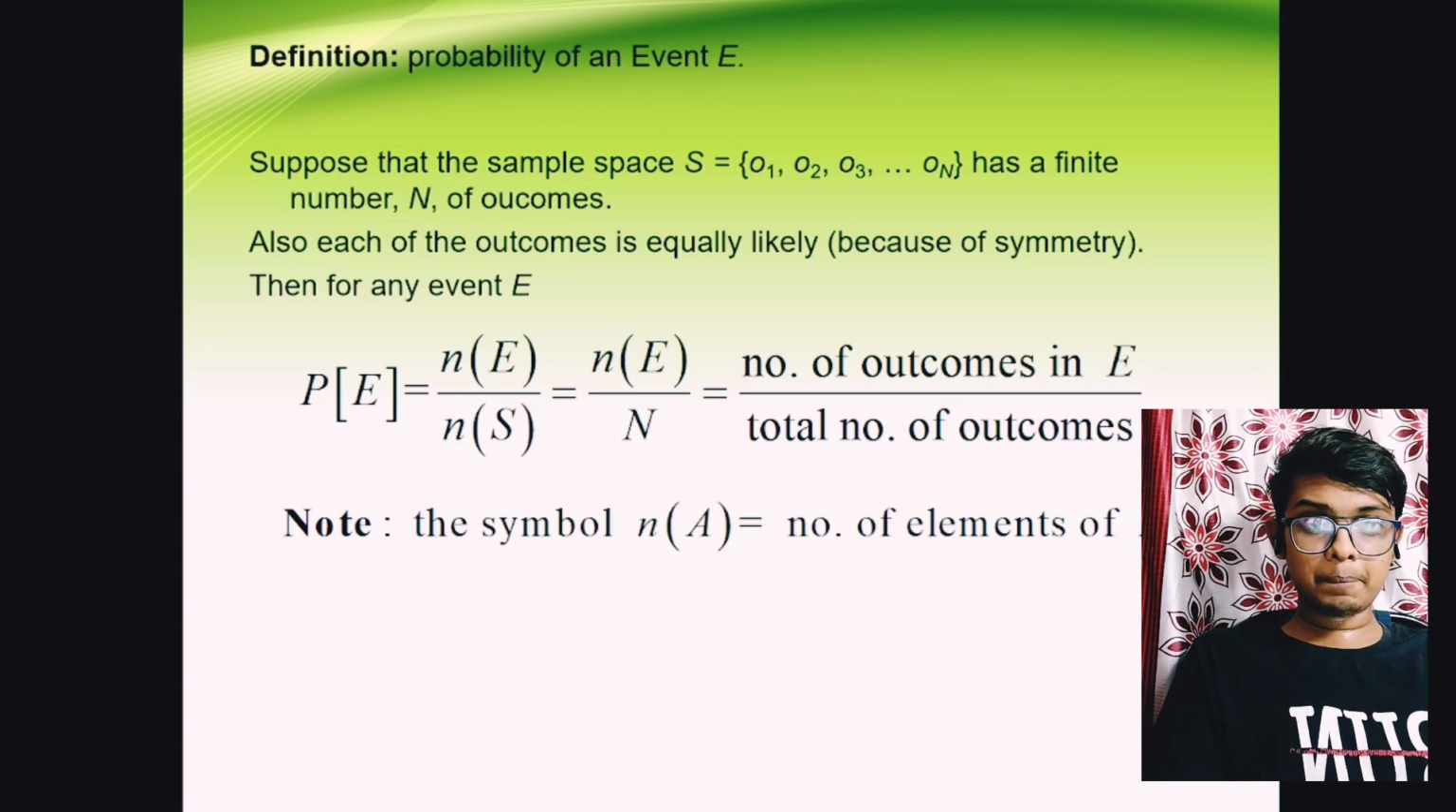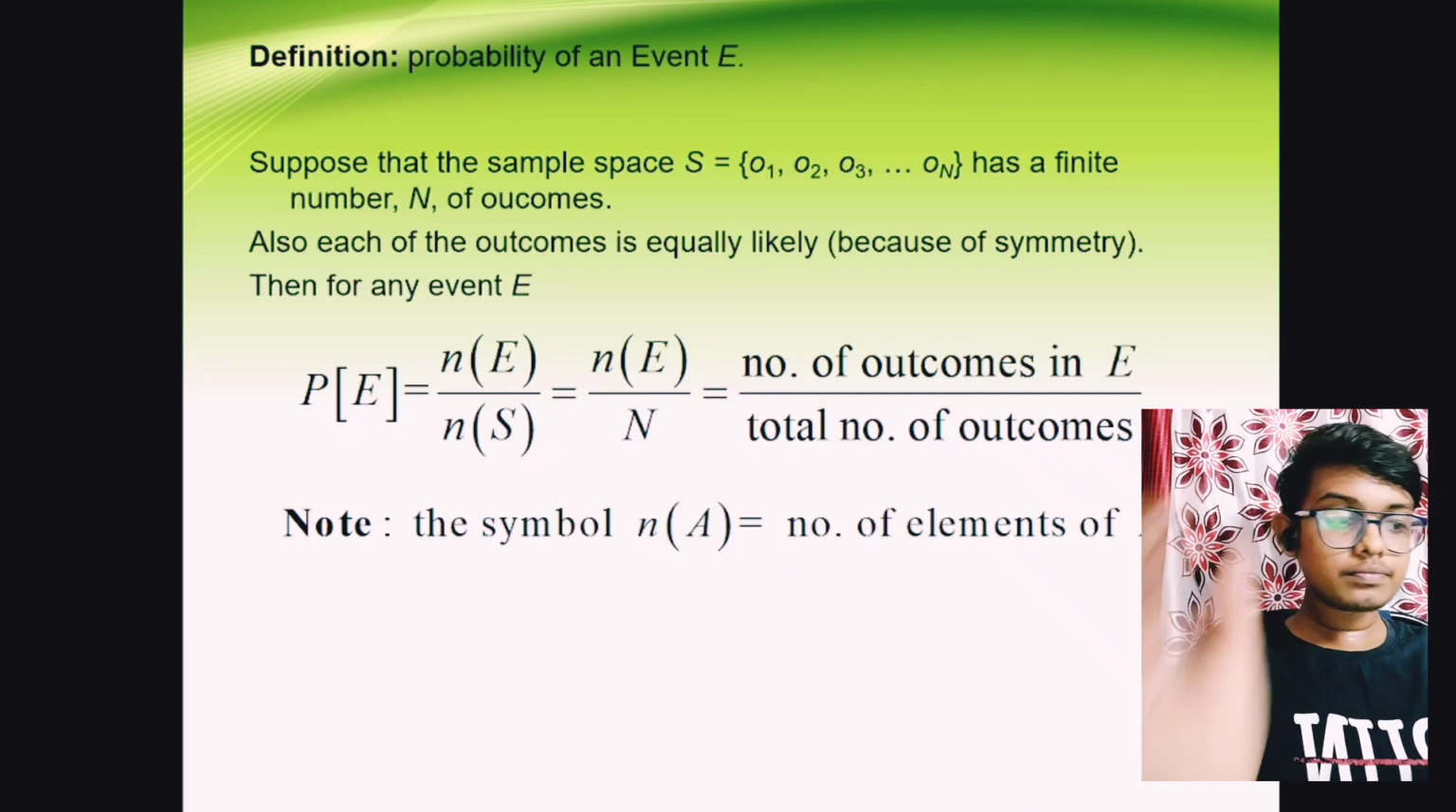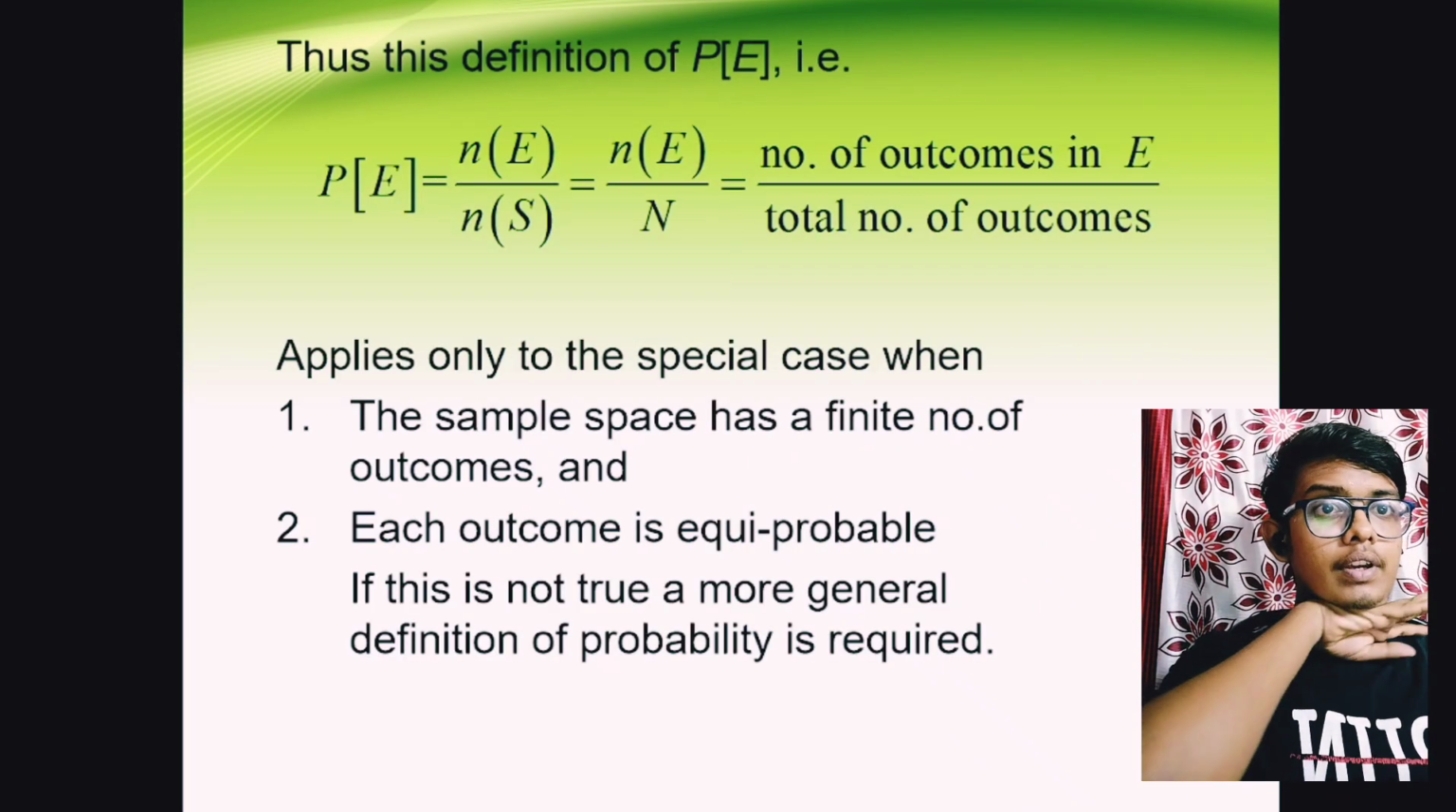As you can see here, P of E is equal to N of E by N of S, that is N of E by capital N, where N of E means the number of outcomes in E, and capital N is the total number of outcomes. Note the symbol N of A is equal to the number of elements in A. So this is the probability: the number of available outcomes by the total number of outcomes. Let's see the next one.